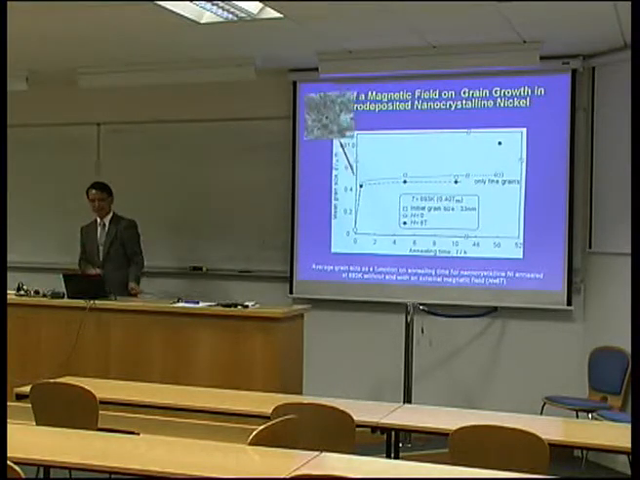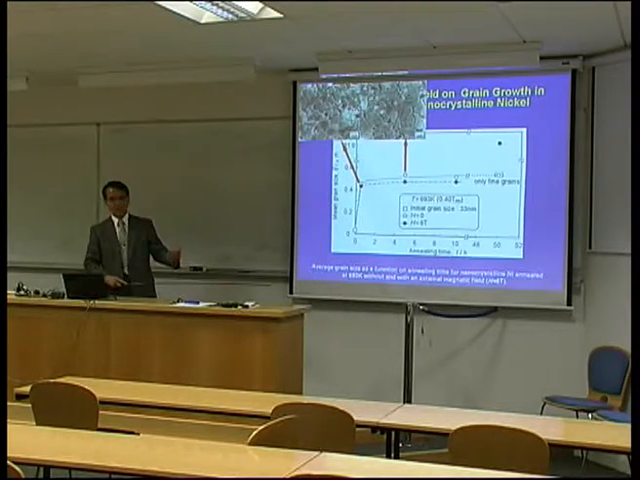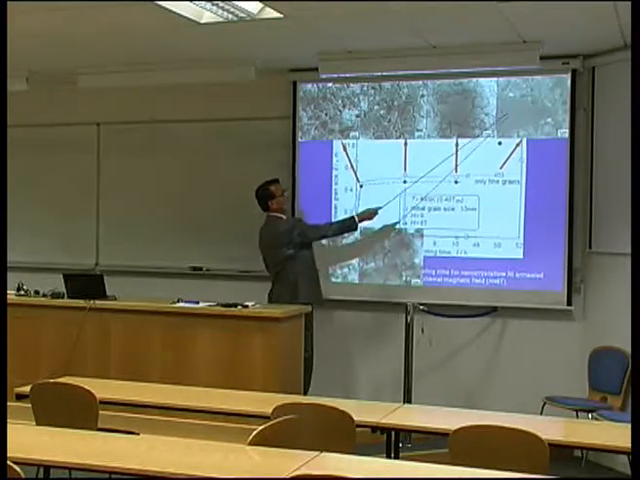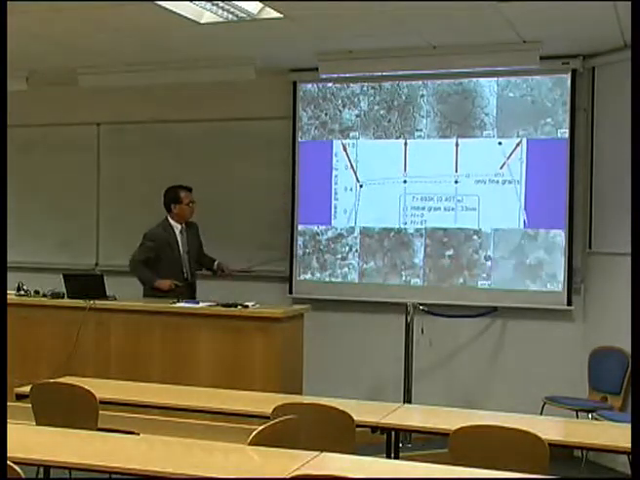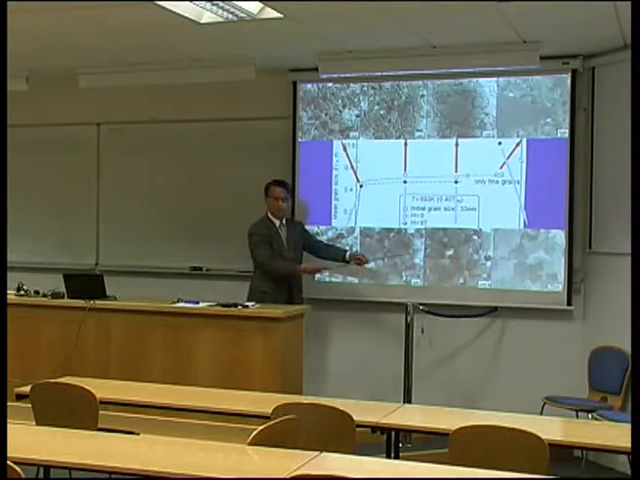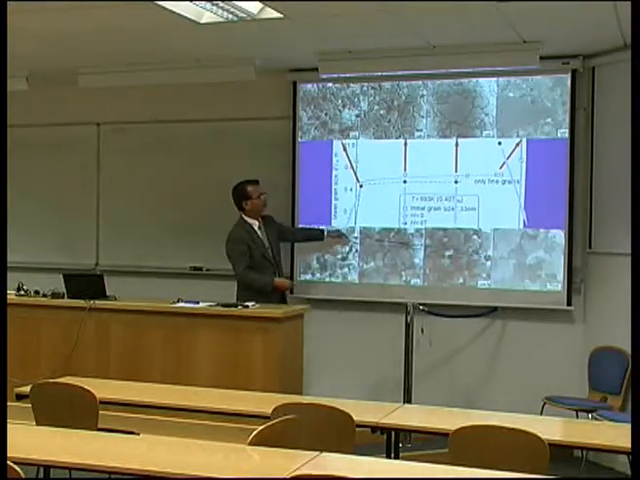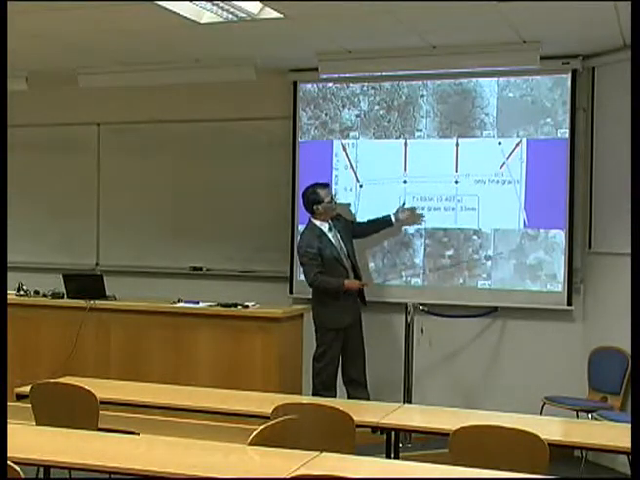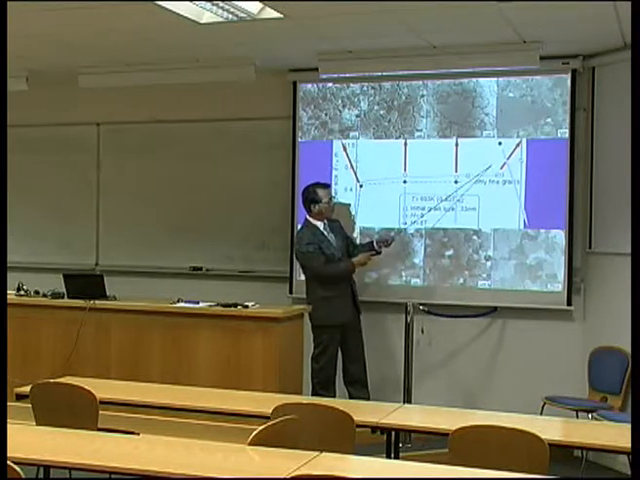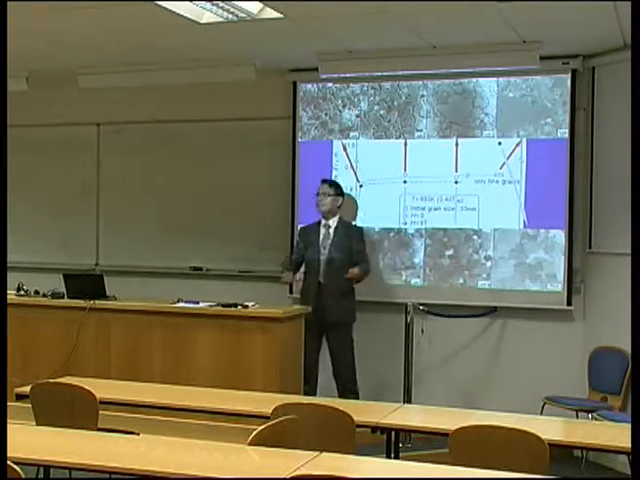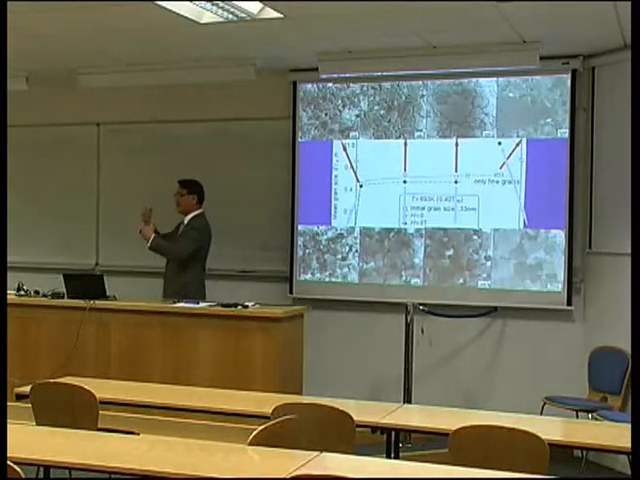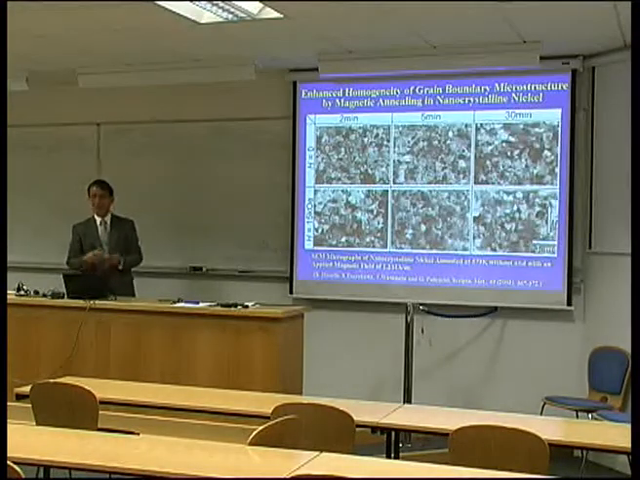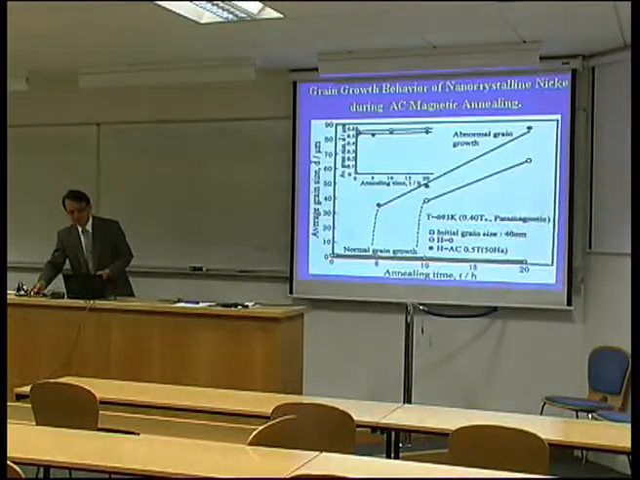is a very big difference in the microstructure. Without applying a magnetic field, abnormal grain growth occurs. But by applying a magnetic field, we get a very homogeneous grain structure. Of course, beyond a certain annealing time grain growth occurs, but the microstructure is still very homogeneous. So to produce a very homogeneous grain structure, the application of a magnetic field is very useful.